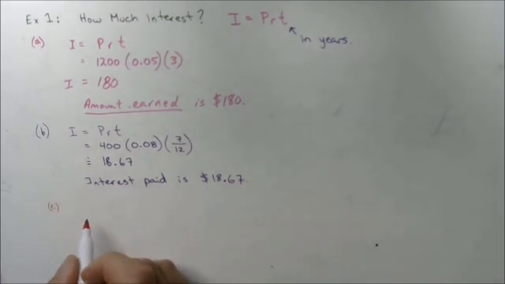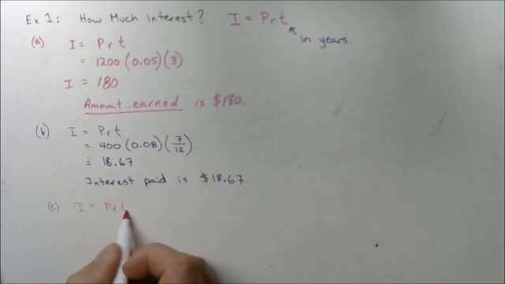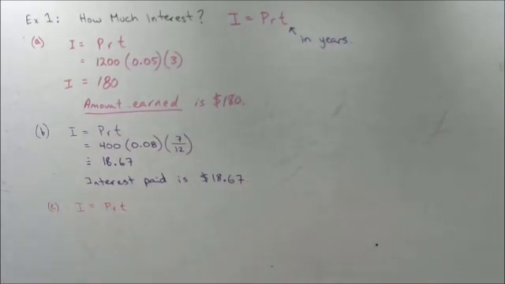C, we have our formula, I equals PRT. Go ahead and try this one on your own. How much interest is earned if $900 is invested at 4.25% annual simple interest for 90 days? How are you going to reflect 90 days in terms of years? Go ahead and try it and check back here to see how you've done.